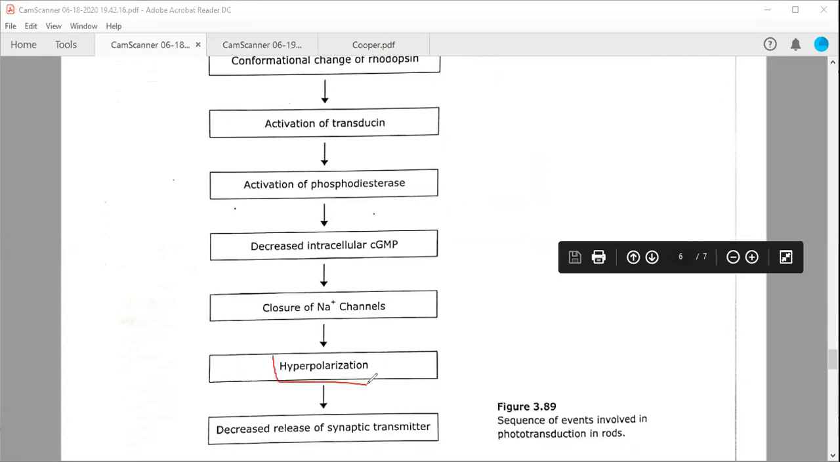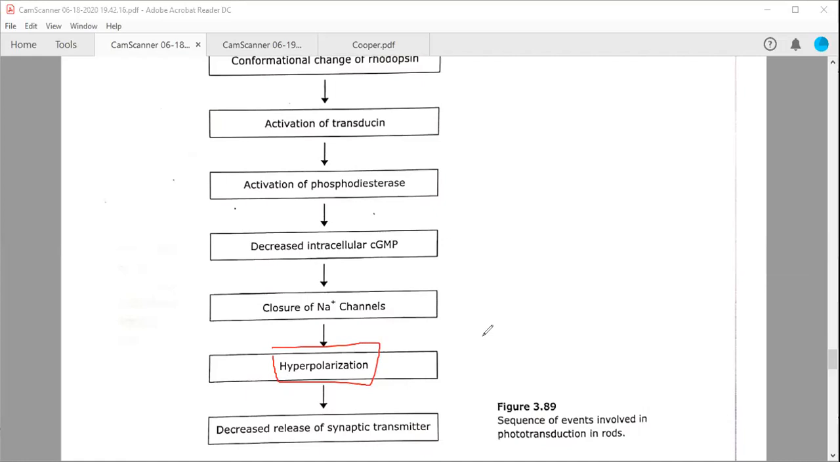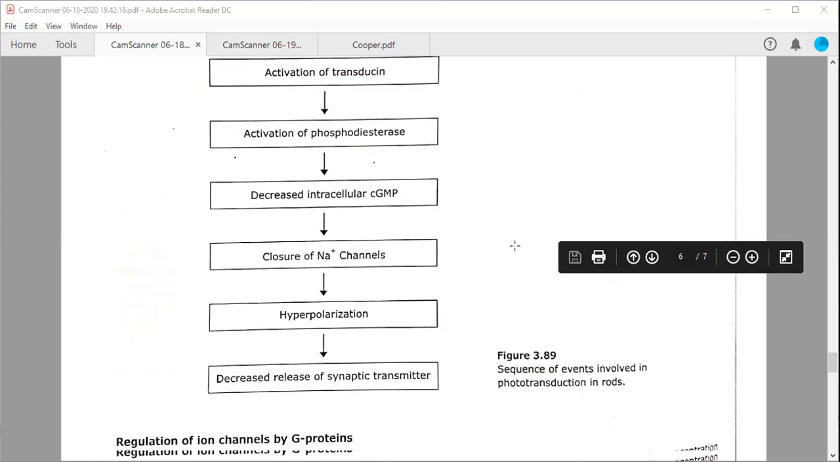Okay, so once this is a hyperpolarization state, it is around minus 110 millivolt. This will be your membrane potential over your rod cells when hyperpolarized. It will lead to decreased release of synaptic transmitters, so that the signal transduction can happen within your rod cells, so that the light signal can be read. So, okay.